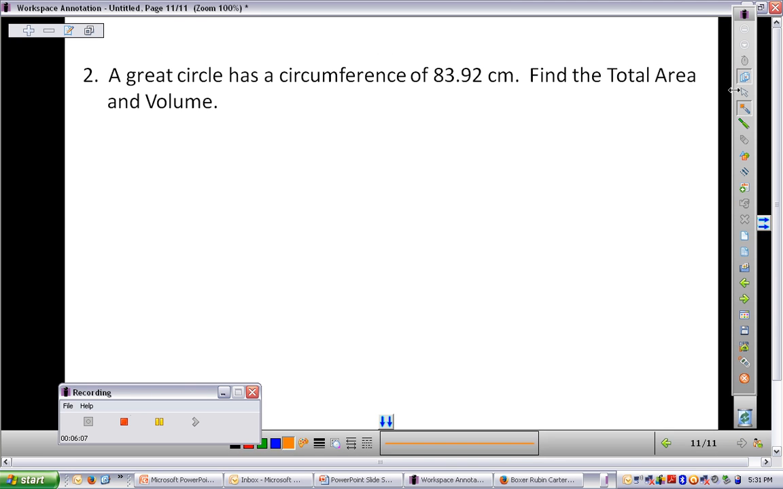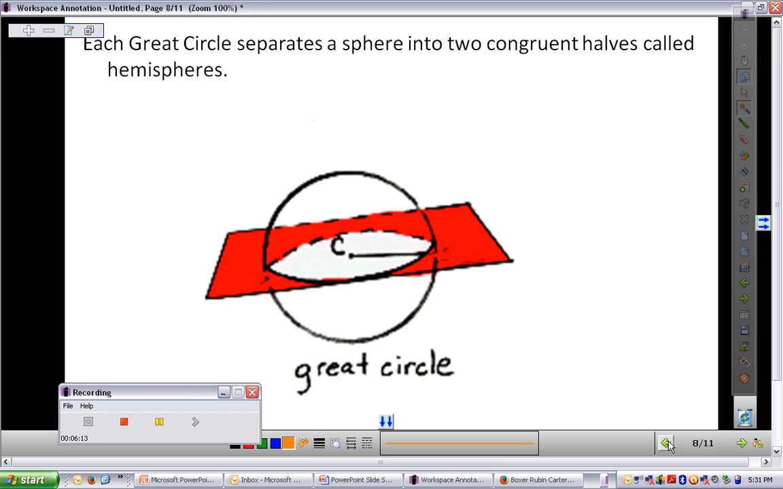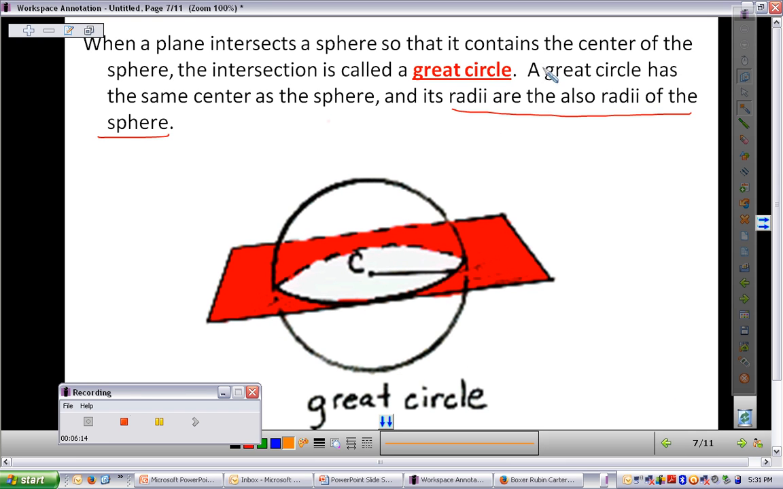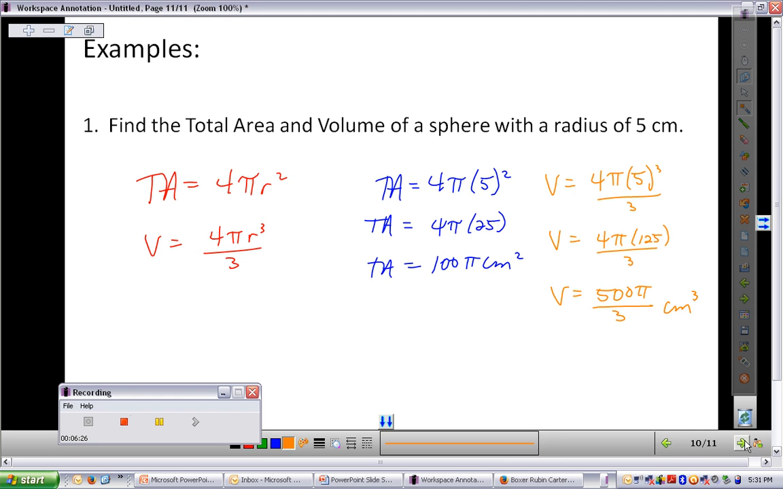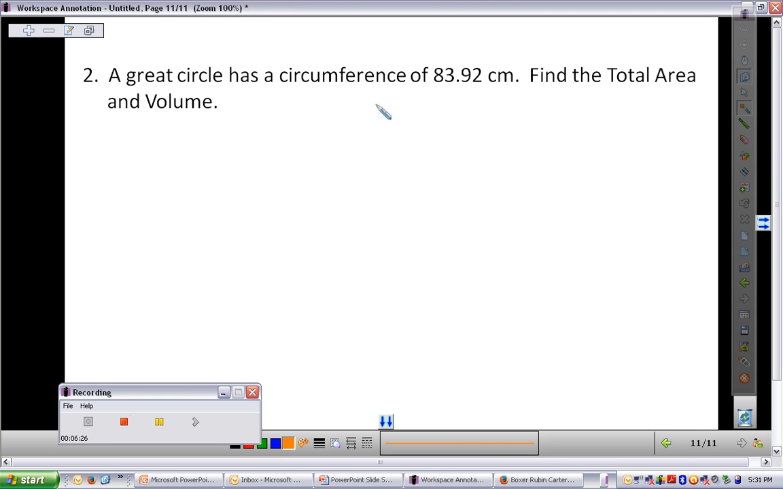Now these next two examples are a little different. They give us the circumference of a great circle. And if we remember back to this previous slide right here, the definition of what a great circle is, a plane that cuts through the center of the sphere and contains the center of the sphere. And also, again, the radii of the great circle are also the radii of the sphere. So let's think about circumference in a second in terms of radius. The way to find circumference is 2 pi times the radius.